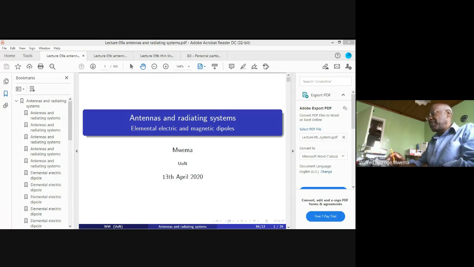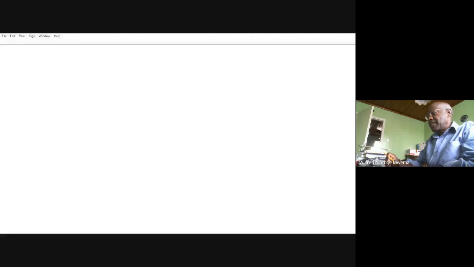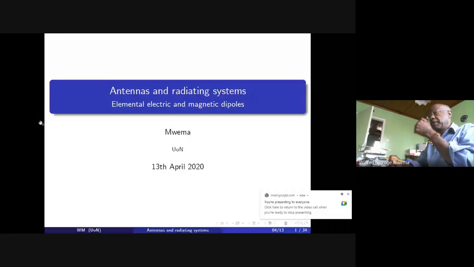Today we are now going to look at the antennas. I'm going to start straight away, so you can tell me whether you can see my documents before I start. Is everyone able to see it? So we are going to look at antennas and radiating systems.